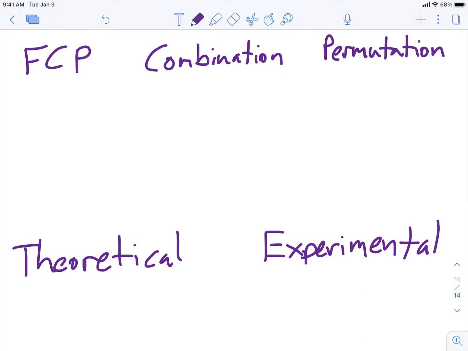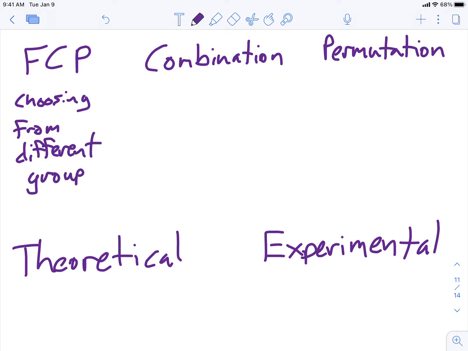When it's fundamental counting principle, we use this when you are choosing from different groups. So that would be like, let's say we're choosing a shirt, a pair of pants, and shoes, right? To make an outfit. How many different ways can we make an outfit from those different options? So when you're choosing from more than one group.